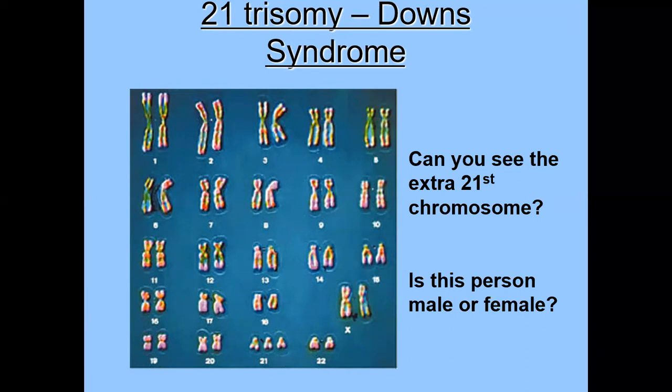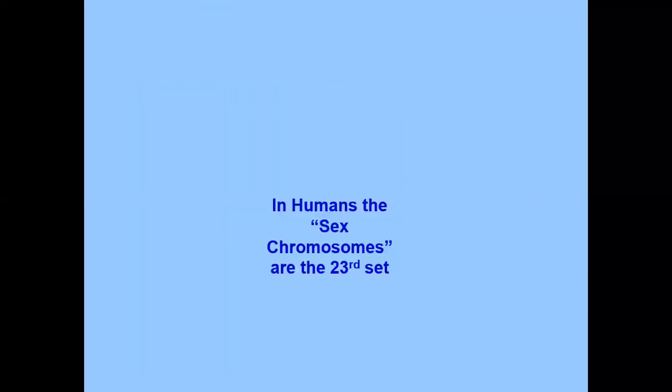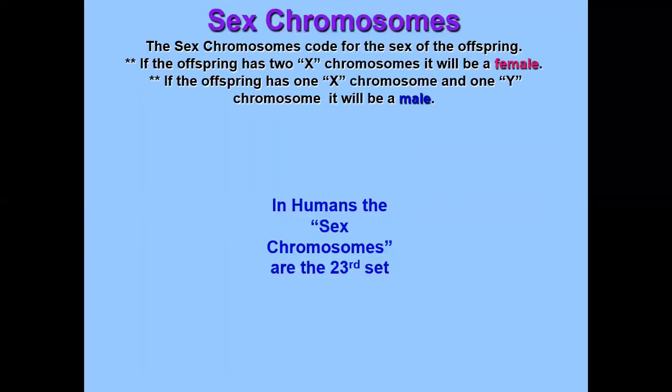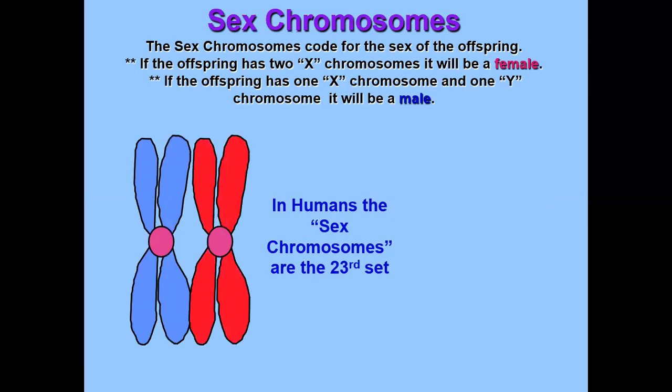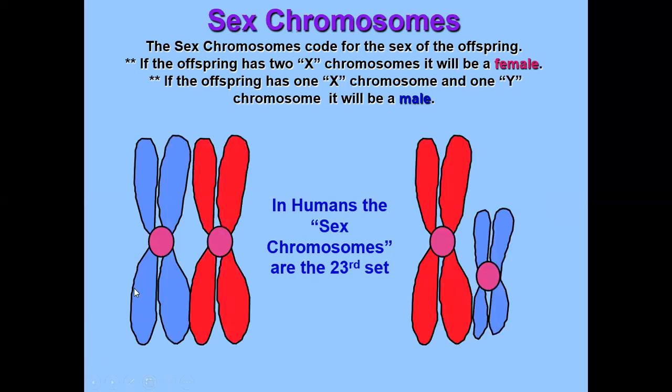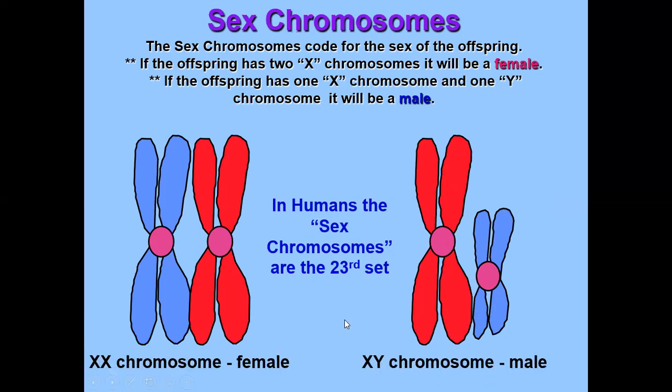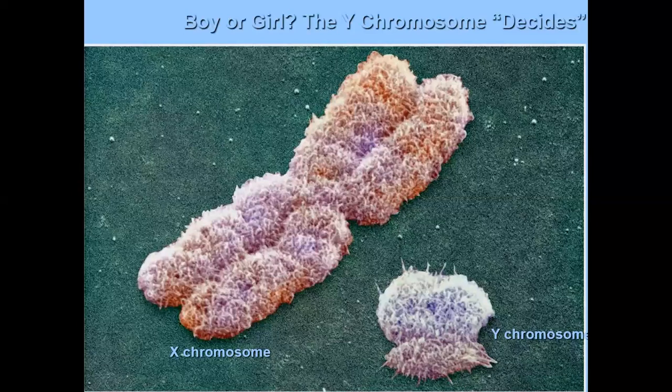A Down syndrome person has a broad jaw, protruded eyes, a protruded tongue, and is mentally retarded. It could be due to non-disjunction of the chromosomes and due to unequal distribution of chromosomes between two cells. In humans, the sex chromosomes are the 23rd set, and it could be XX in female and XY in male. In XX both chromosomes are the same, but the Y chromosome is smaller than the X chromosome. So here you can distinguish the original picture of the X chromosome and the Y chromosome. The Y chromosome is smaller than the X chromosome.